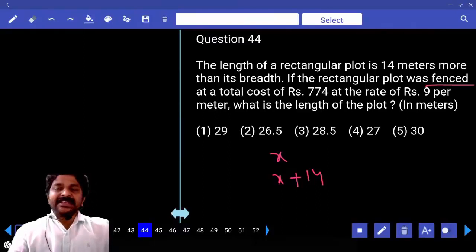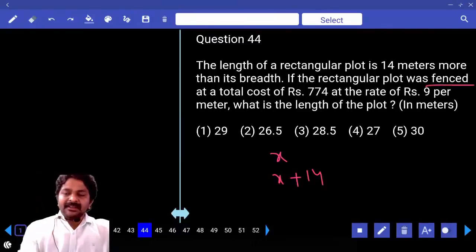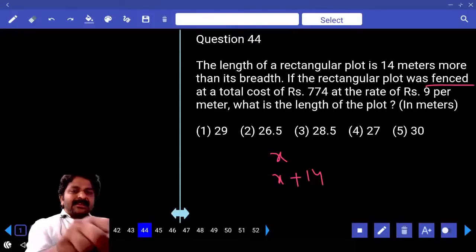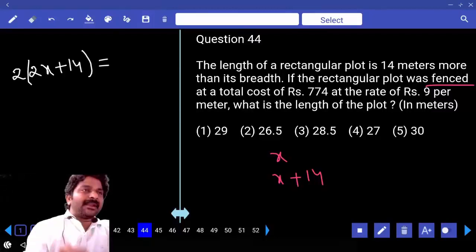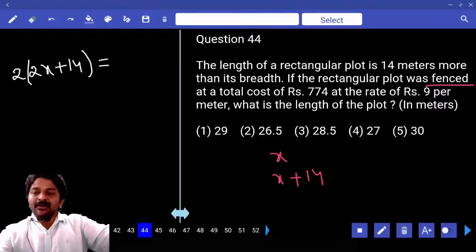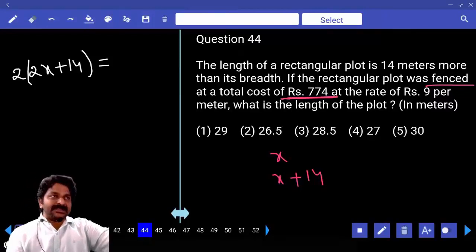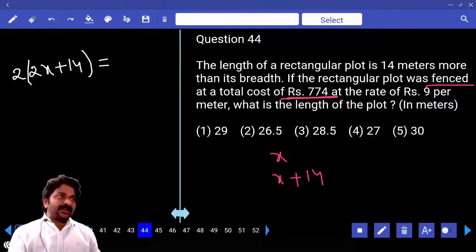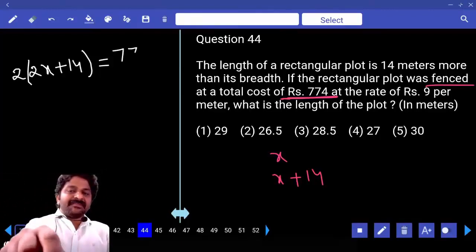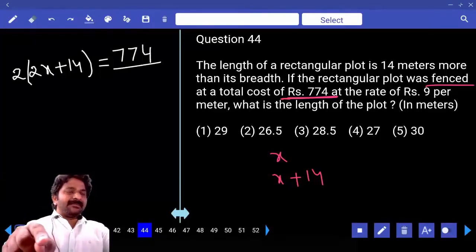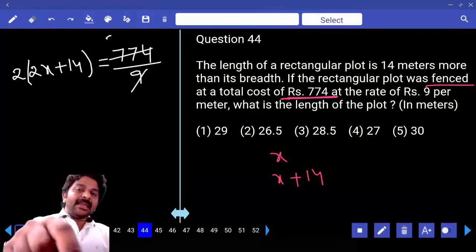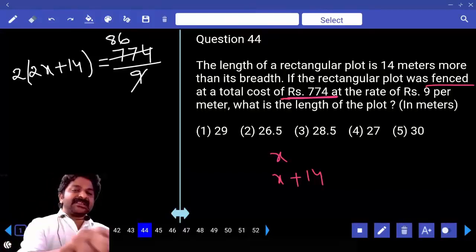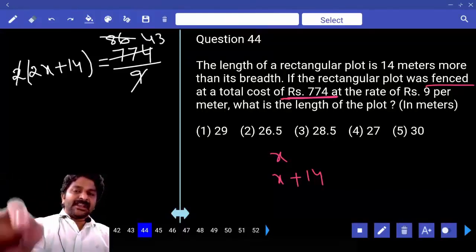Now fencing is done for perimeter only, which is equal to 2 times of L plus B. That is 2 times of L plus B, 2x plus 14. Am I right? Perimeter. So now it costed 774 rupees at the rate of 9 rupees per meter. Then the length of the perimeter is equal to 774 price divided by price per meter, 9. Is this clear? 9, 8 times and then 6 times, 2, 43 times.